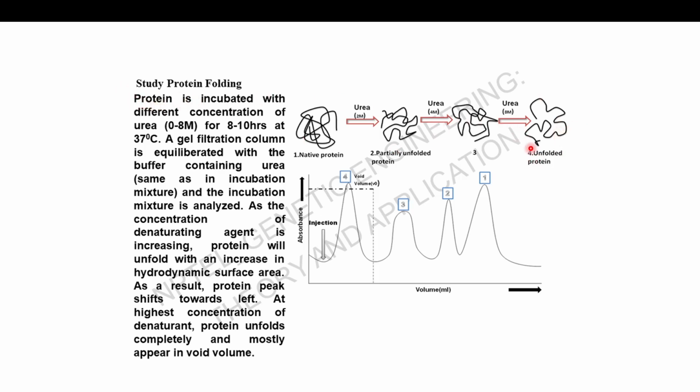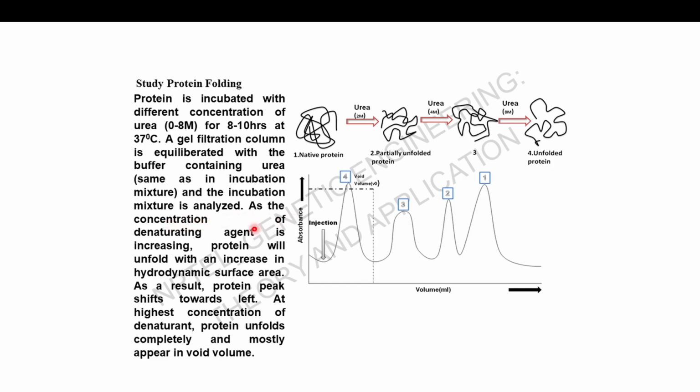Now if you run this whole sample mix through the SEC column, the native protein is well packed. It will have a certain radius, and the volume occupied by the well folded protein will definitely be lesser than the unfolded protein. Protein is incubated with different concentrations of urea for a certain amount of time at a certain temperature. Now an SEC column is equilibrated with buffer containing urea, and the incubation mixture is analyzed.